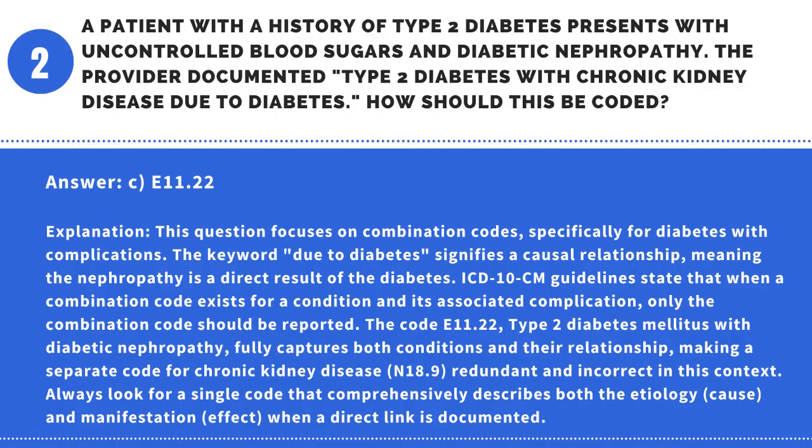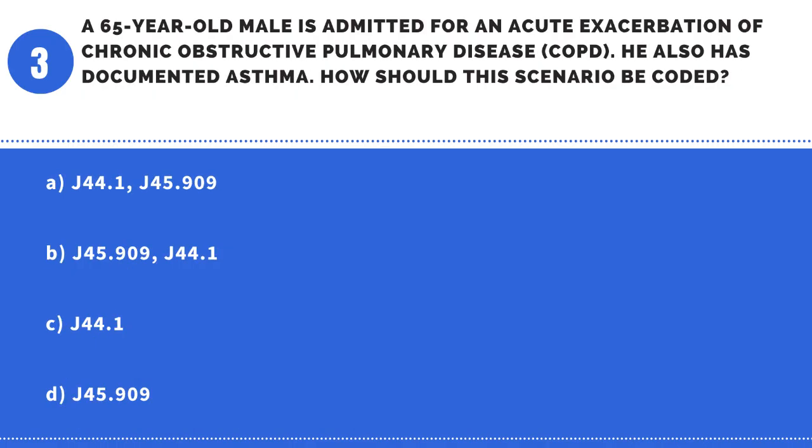Question 3. A 65-year-old male is admitted for an acute exacerbation of chronic obstructive pulmonary disease, COPD. He also has documented asthma. How should this scenario be coded?